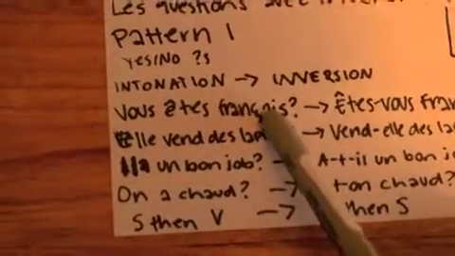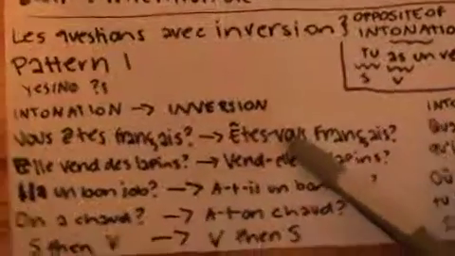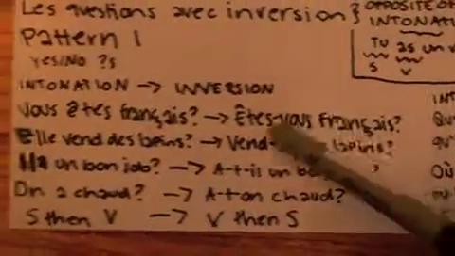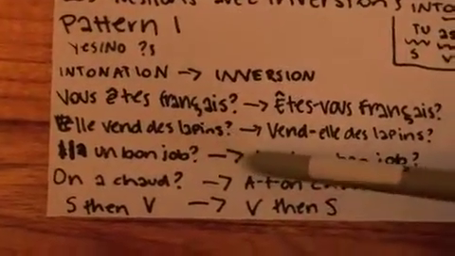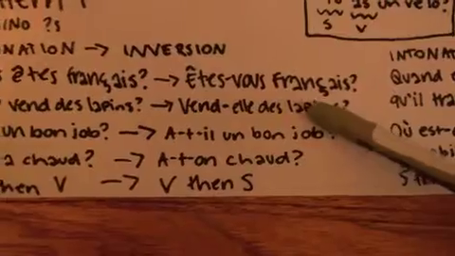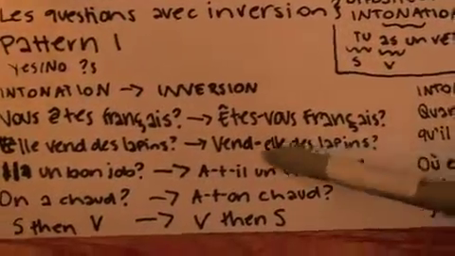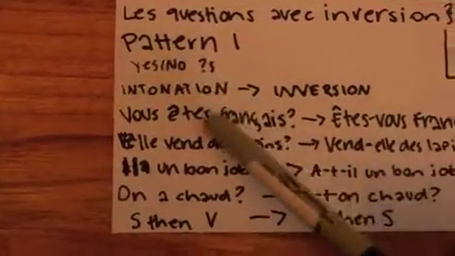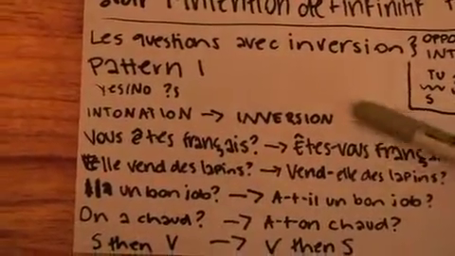Vous êtes français? Are you French? Becomes êtes-vous français? And notice that there is a little dash between êtes and vous. Elle vend des lapins? Does she sell bunnies? Becomes vend-elle des lapins? Remember to keep your liaison with this inversion. So, as you can see, I have placed the subject behind the verb to get from intonation, how you would normally write something, to inversion. Let's do a few more examples.